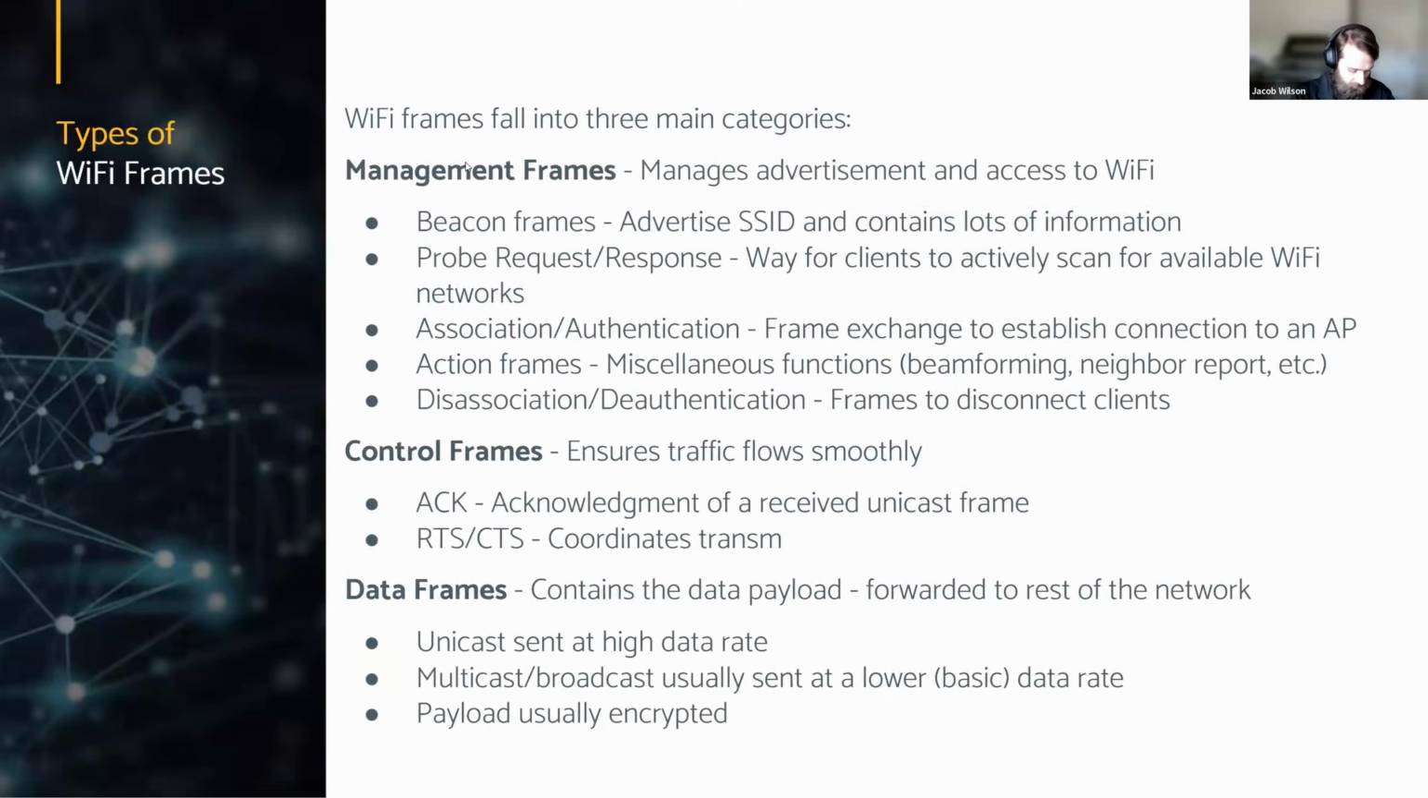So the types of Wi-Fi frames you're going to see, there's really three main categories you'll hear referred to: management frames, control frames, and data frames. Okay, so management frames in a nutshell. We're not going to cover every single type of management frame here because there are quite a few. But the point of a management frame is to manage the advertisement of the Wi-Fi network, so your clients are able to find it, and also access to the Wi-Fi network, to let the clients get connected, associated, authenticated, things like that.